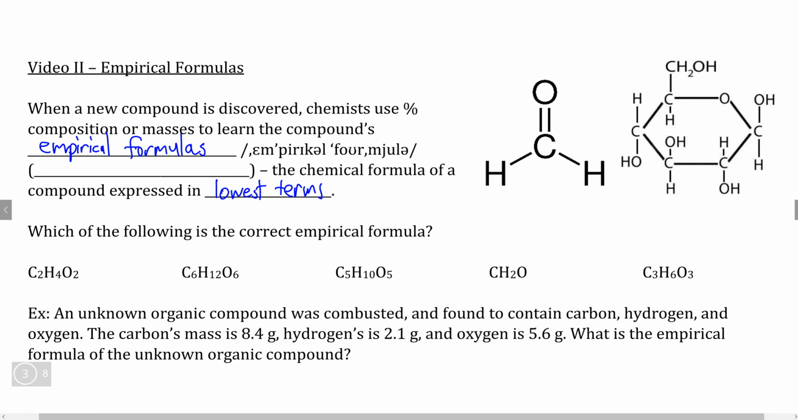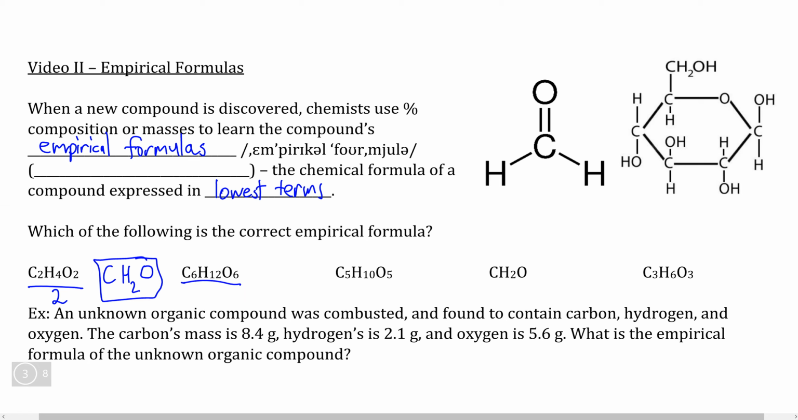So for example, if we look at C2H4O2, we see that the number of carbon, hydrogen, and oxygen atoms is not expressed in lowest terms because 2, 4, and 2 have a greatest common factor of 2. So if we divide the number of carbon atoms by the greatest common factor, 2 divided by 2 is 1. 4 divided by 2 is 2, and 2 divided by 2 is 1. And now we see, if we write the formula as CH2O, there is no common factor that 1, 2, and 1 have other than 1. So this formula here is written in lowest terms.